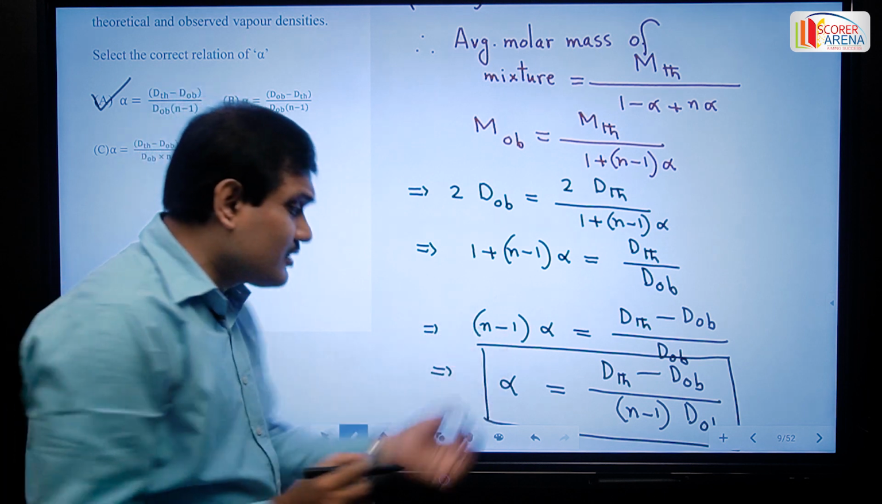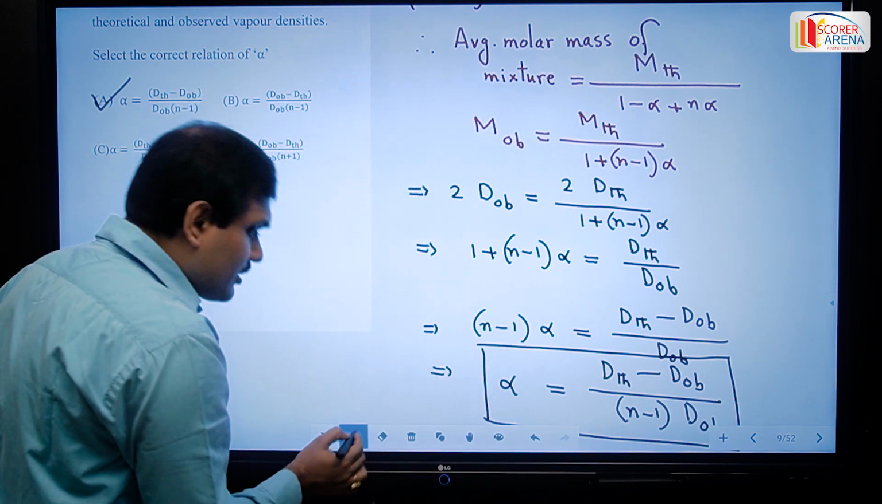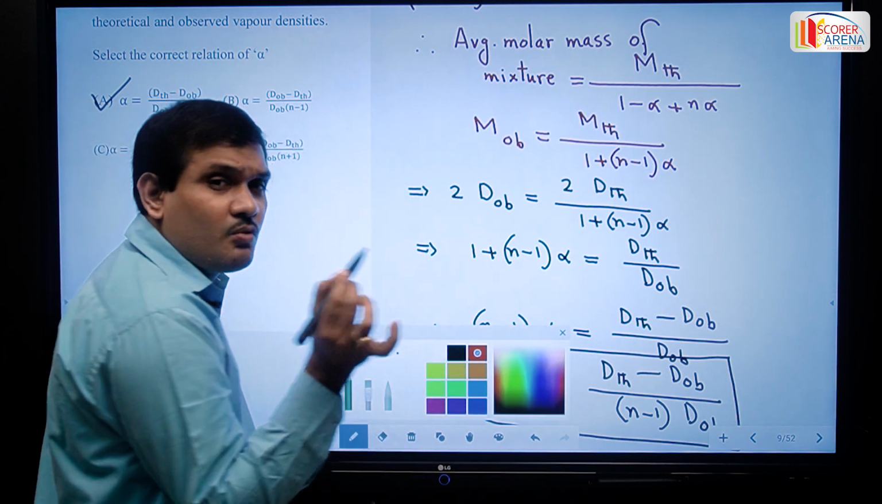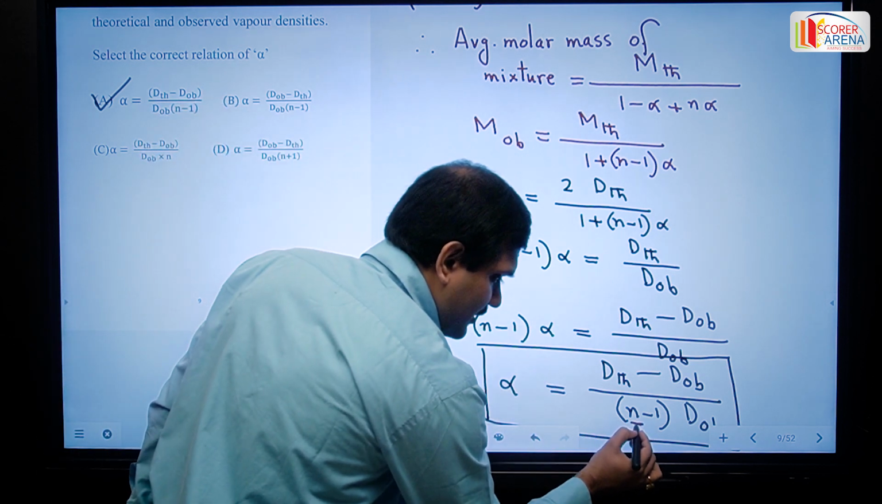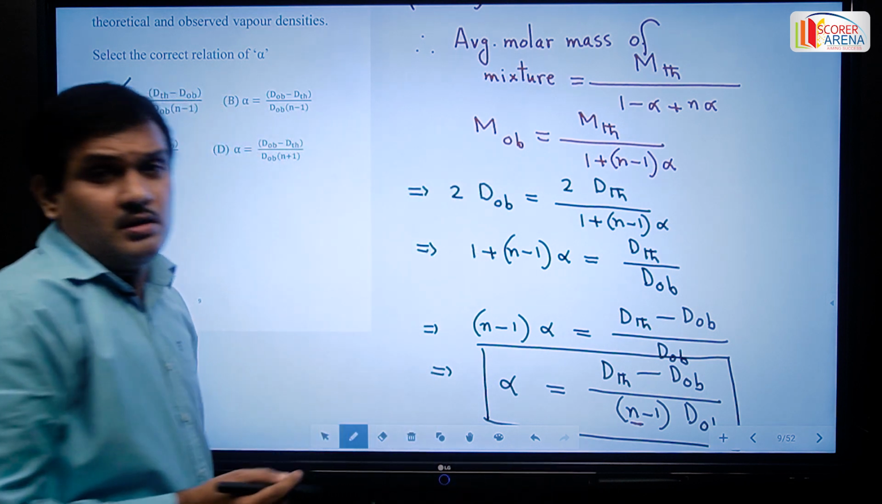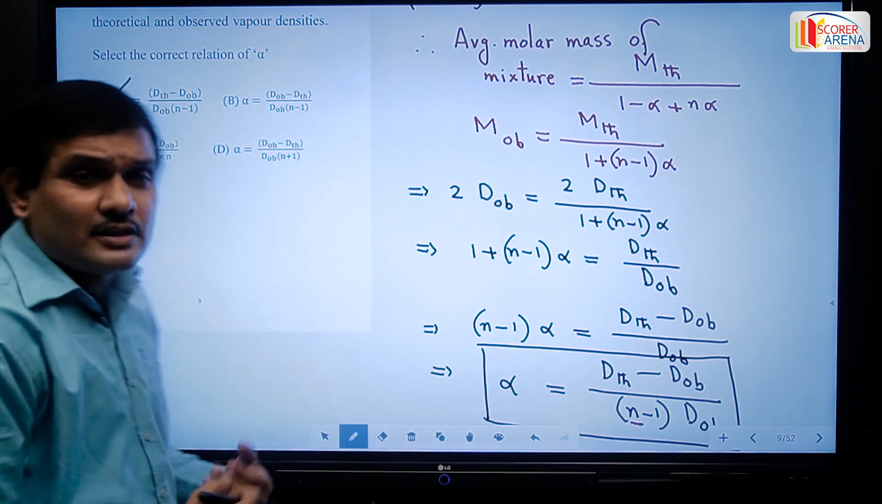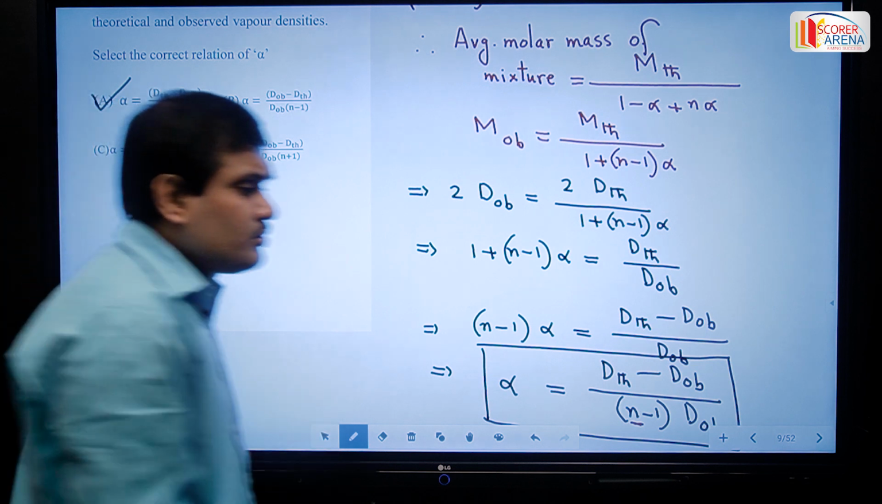N means, if we take 1 mole, how many moles of product are formed. This N will have this significance. Okay, now I am quickly shifting to the next problem, which is also related to this idea.